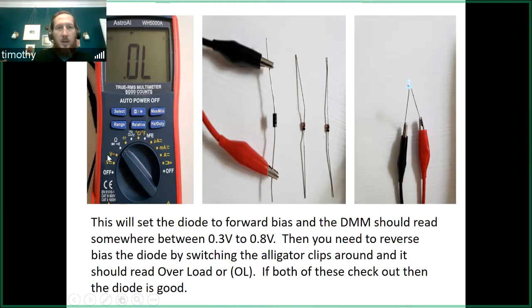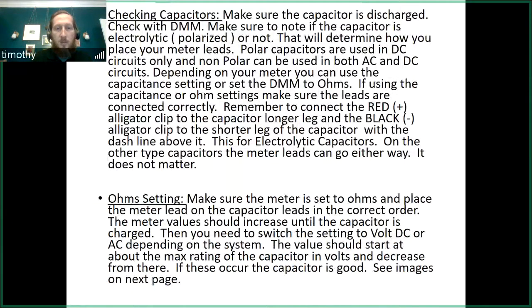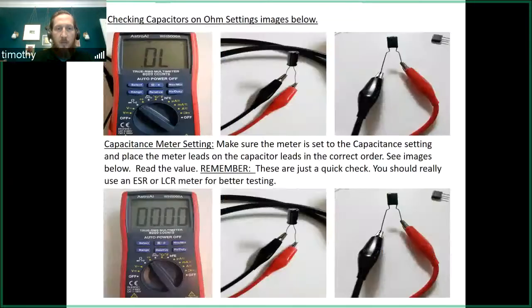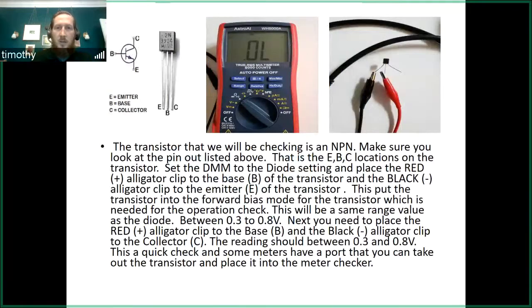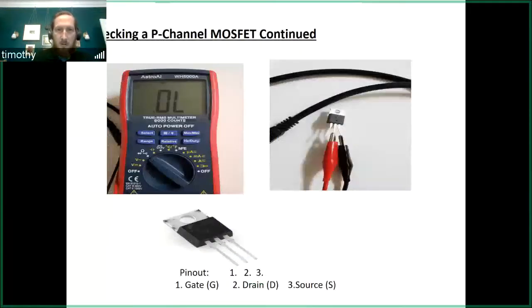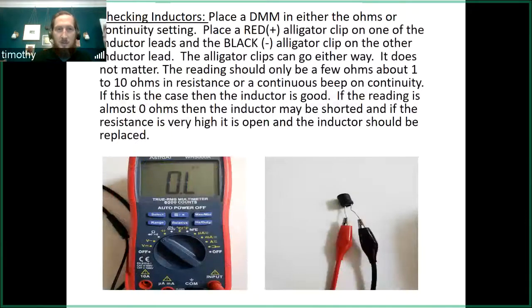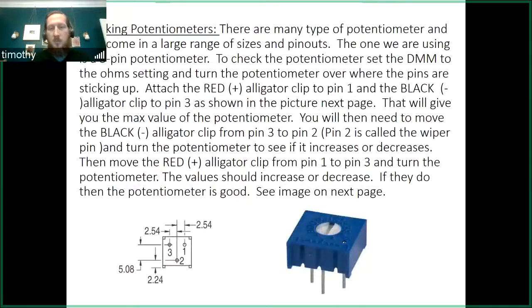All right, checking capacitors, checking resistors. Here's how you do each one of these. Checking transistors, checking inductors, checking potentiometers, which this is actually an adjustable resistor instead of a variable one. And these are very sensitive, so these break all the time.